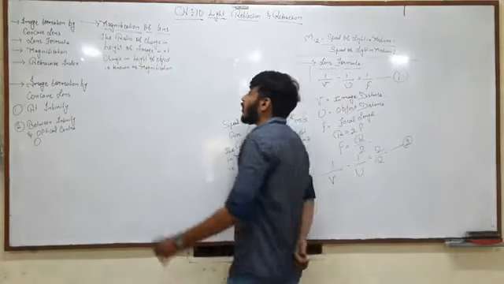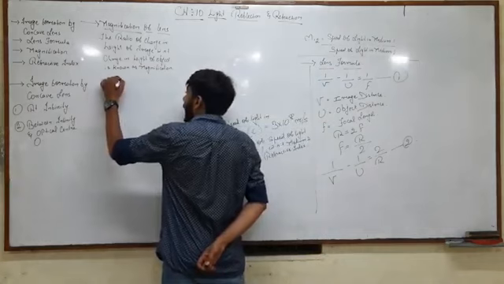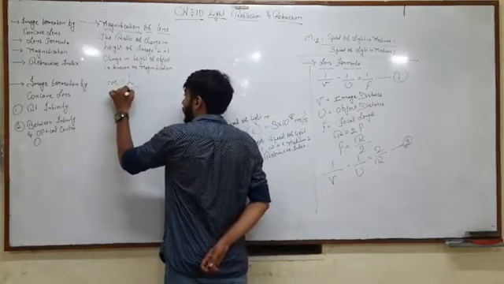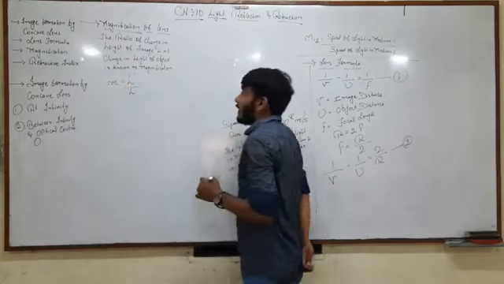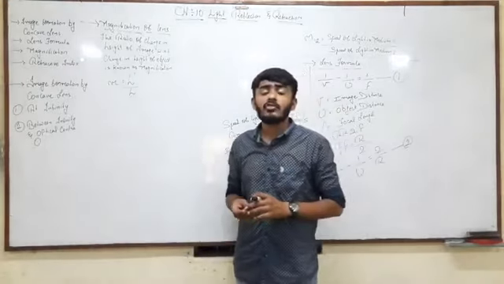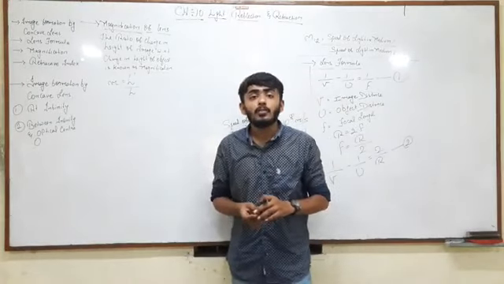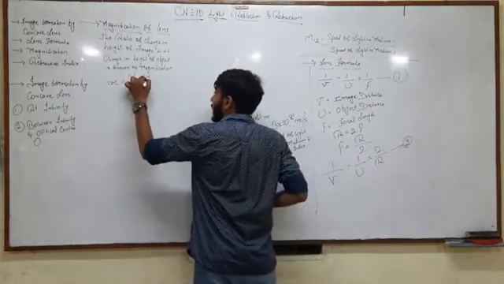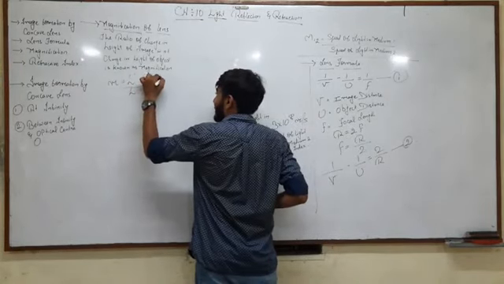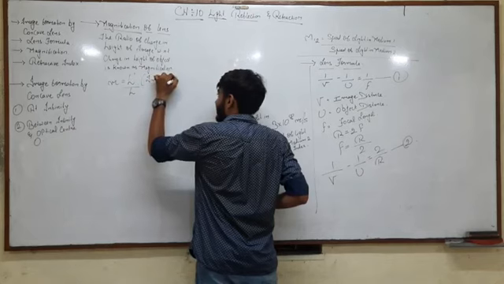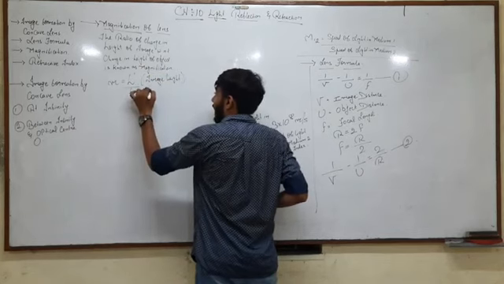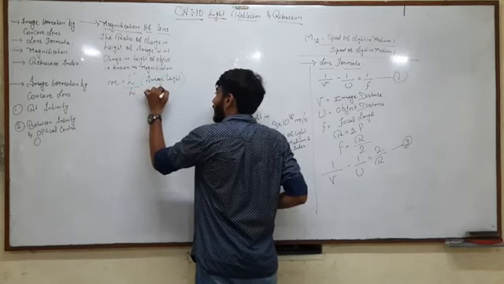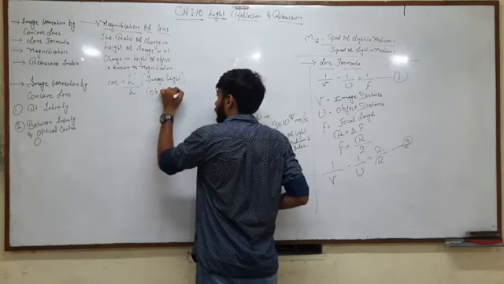The general formula for the magnification will be m is always equals to h prime upon h, and this h prime will be the image height and h will be the object height, original height, whatever you say.